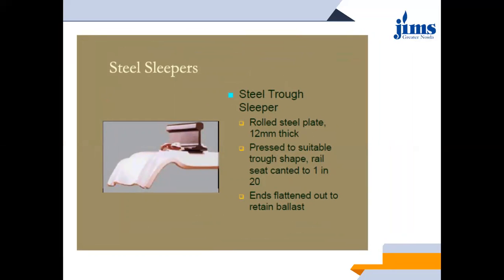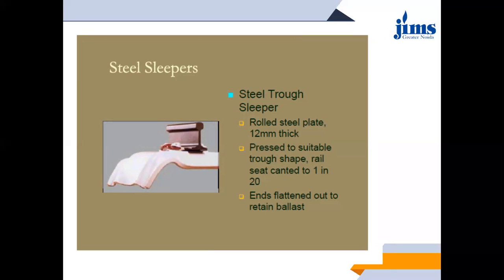Okay. Now this is an image of the end of a steel sleeper, or you can say steel trough sleeper. Basically, in this steel sleeper, rolled steel plate of 12 thickness is used. Okay, that is actually pressed to a suitable trough shape, and a rail seat canted to 1 in 20. Earlier we have studied what adzing of sleeper is. So this adzing was done in the sleeper directly itself.